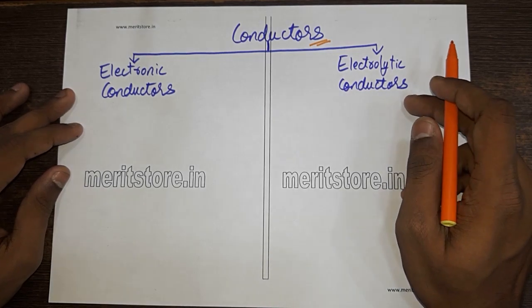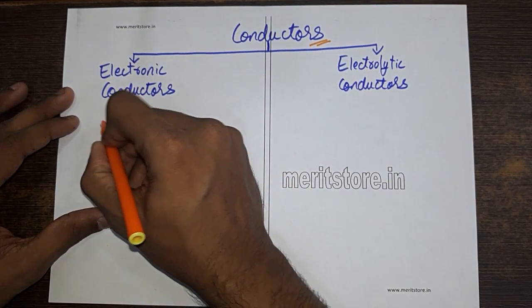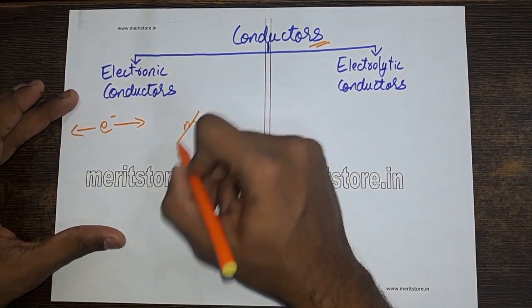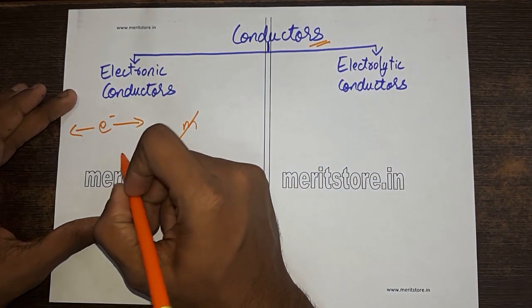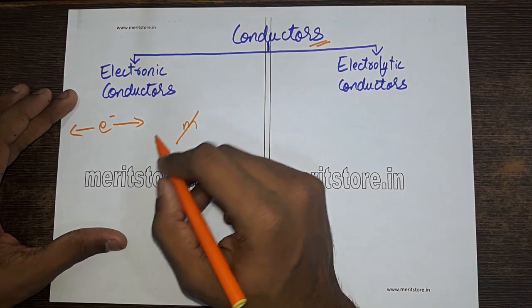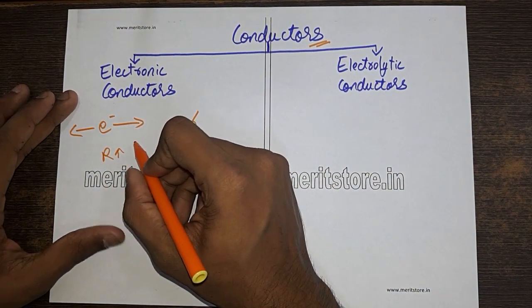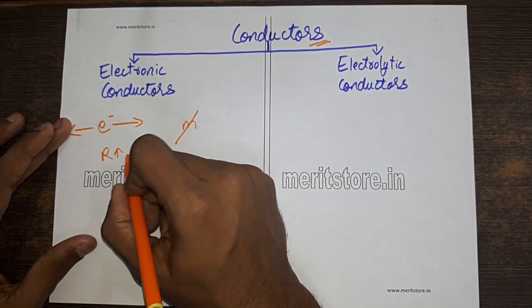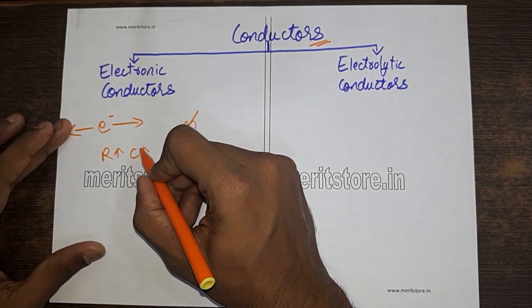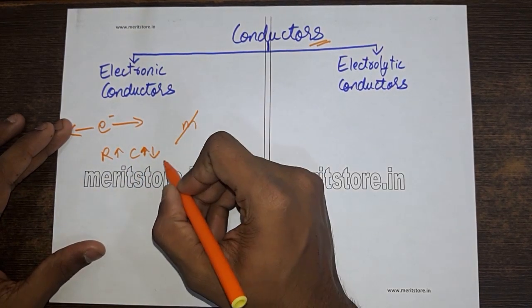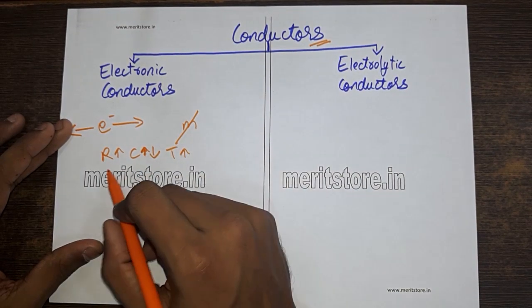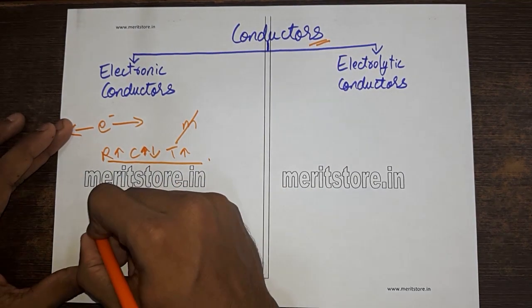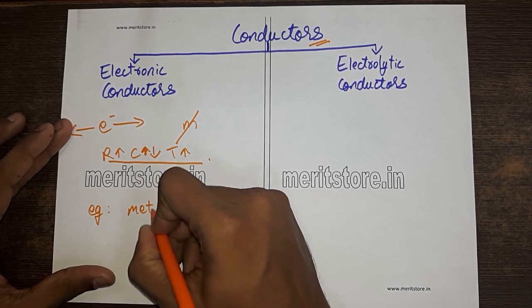In electronic conductors, conduction happens due to migration of electrons. They do not involve transfer of matter. They do not involve any chemical changes. Sorry, there's a mistake. The resistance increases while the conductivity decreases, where during the reaction the temperature will increase. An example of this could be metallic conductors.